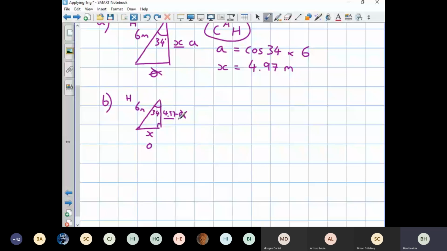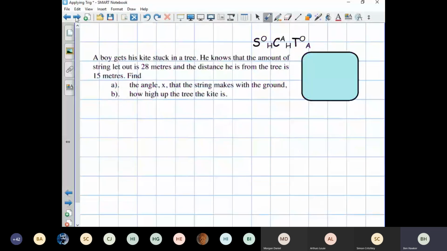But anyway, we're going back, so we want to find the opposite. We've got the hypotenuse, therefore we're going to use sine. We're trying to find the opposite, therefore it's going to be the sine of our angle, which is 34 degrees, multiplied by 6, and our unknown value will be 3.36 meters. Okay, hopefully we're happy with that. That's a good discussion we've had about in this part B, and I'd like you to keep that in mind as we go through these questions.